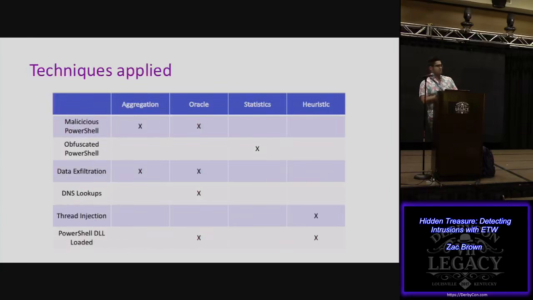The malicious PowerShell is using aggregation and an oracle signal. So here's our deny list of function names combined with our aggregation so that we're not spamming. Obfuscated PowerShell, which is using our statistics, and then data exfiltration using aggregation and an oracle. So, for example, with data, when you're monitoring network traffic, you usually want to be whitelisting your VLAN because there's so much data that's going between all of the machines internal to the network. So you're really more interested in watching what's going across the boundary from in to out. And in that case, that's why the oracle is on here.